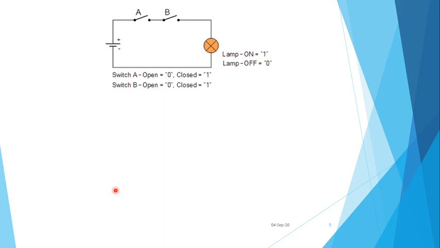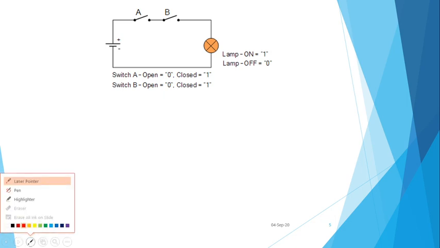Okay, so we have seen this. This is one of the gates using switches, A and B. Switch A, when it is open, means it is 0; when it is closed, means it is 1. Same is the case for the lamp: on means it is 1, off means it is 0, right?